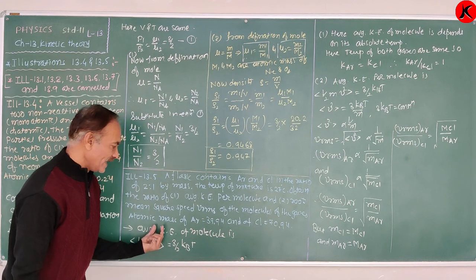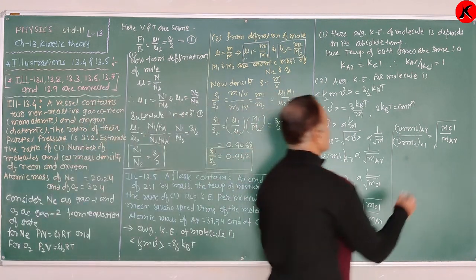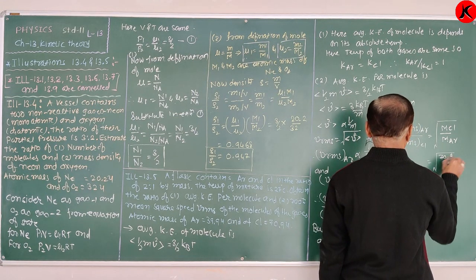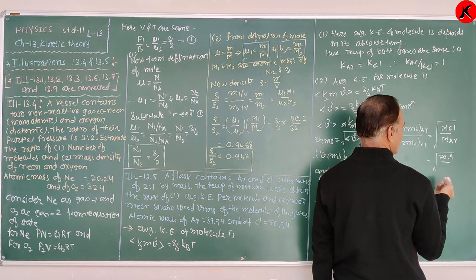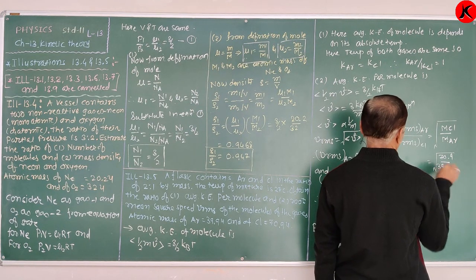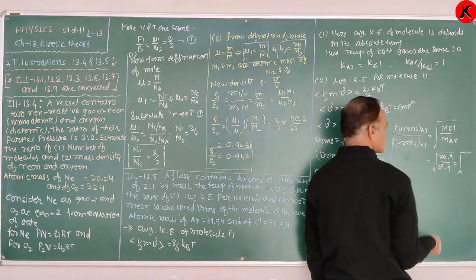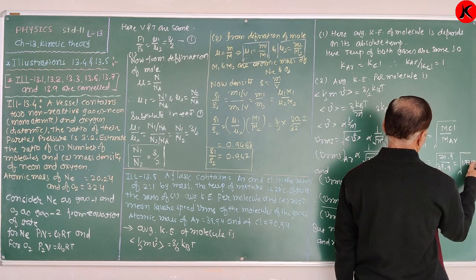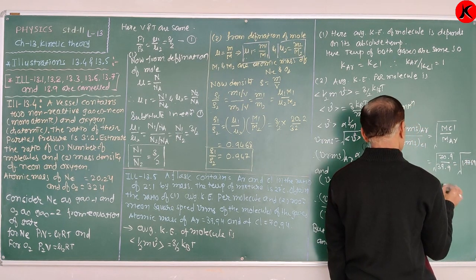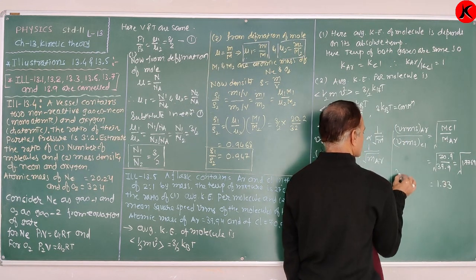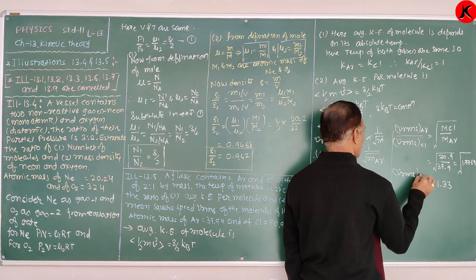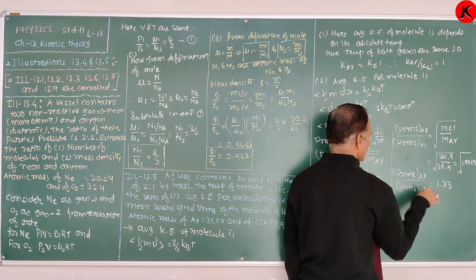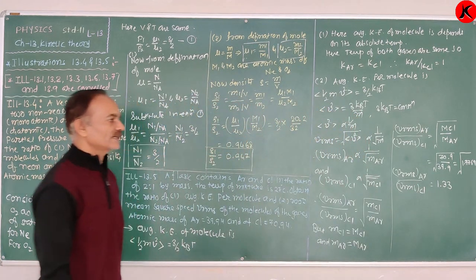Atomic mass of fluorine and atomic mass of argon are given. So it's equal to under root of 70.9 divided by 39.9. So that is the square root of this ratio, which is 1.7769. So the square root is 1.33. Thus the ratio of VRMS of molecule of argon to the VRMS of molecule of fluorine is 1.33.